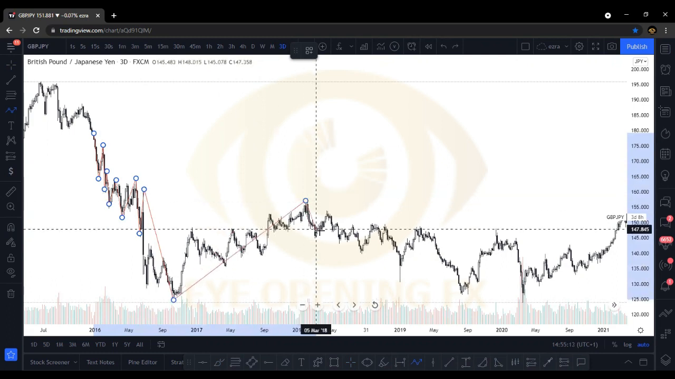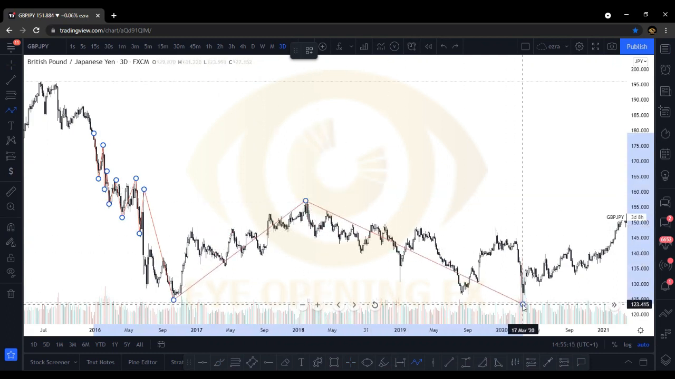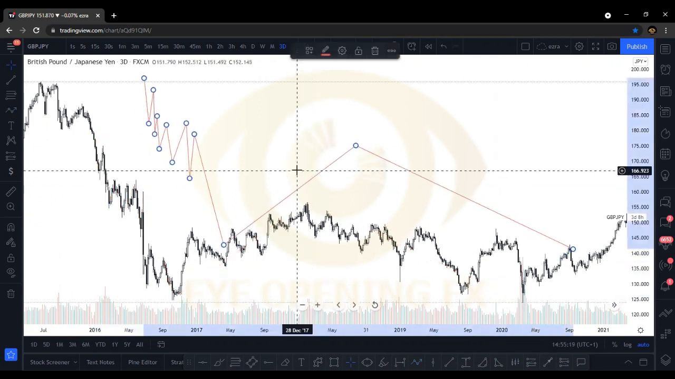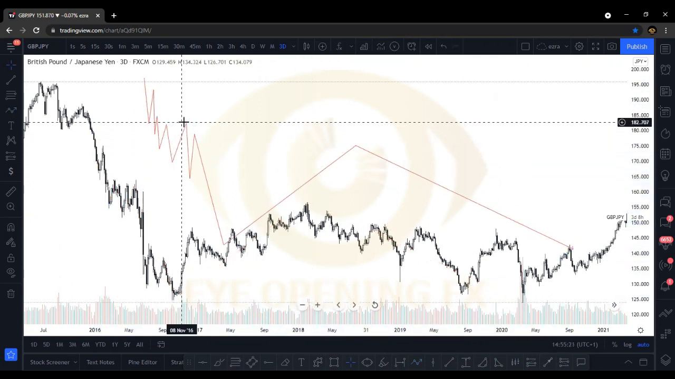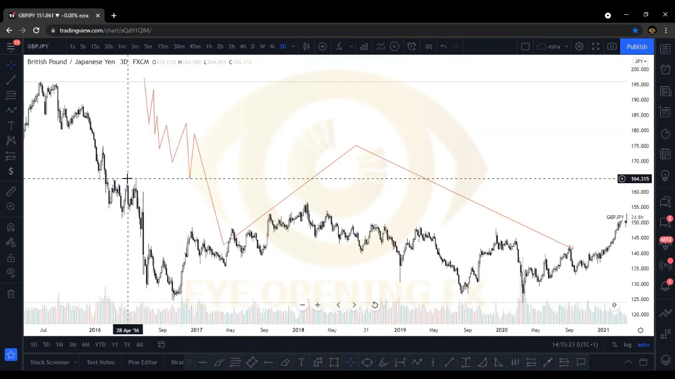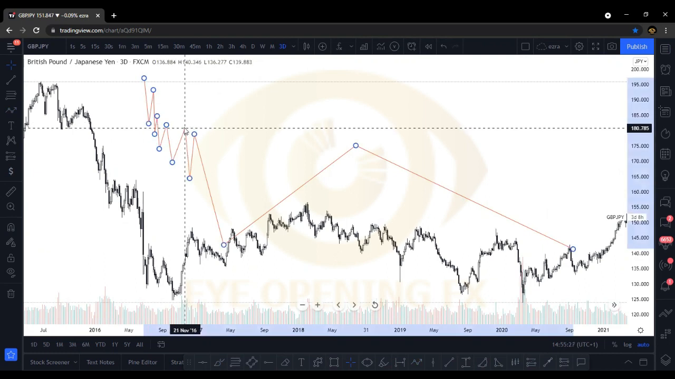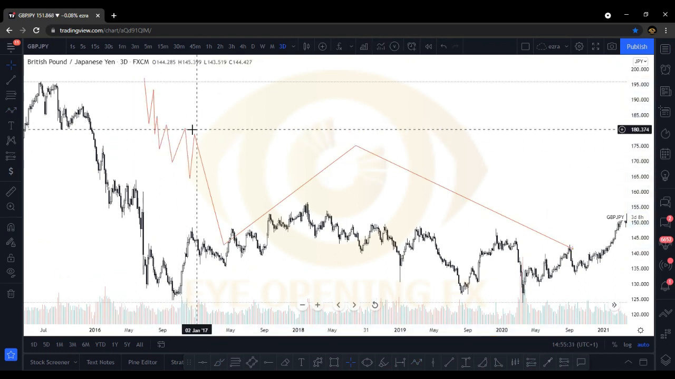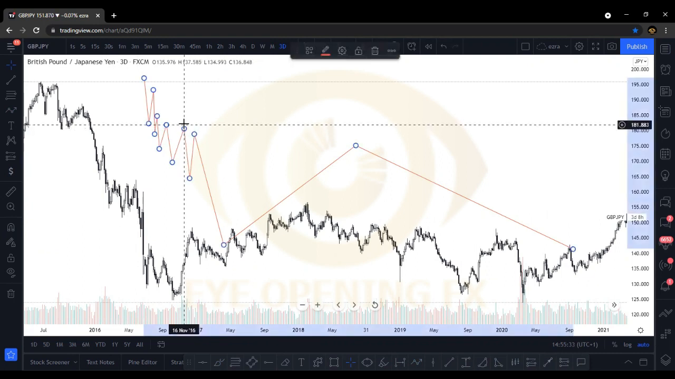Now, after that, we had a lower low. This is what we have on this time frame. Note this one did not break this high. You didn't break that high.